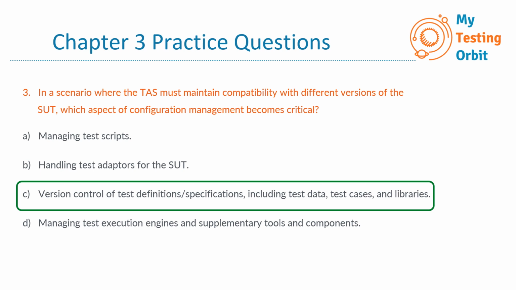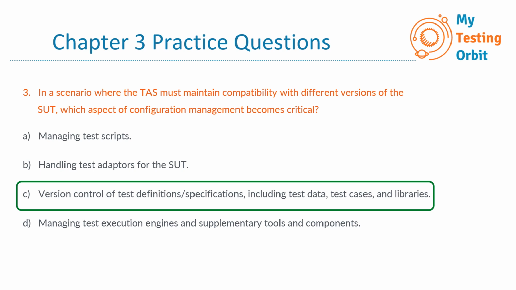Okay, now let's have a look at the explanation. So to ensure compatibility with different SUT versions, it is crucial to manage the configuration of test definitions and specifications, which includes test data, test cases, and libraries. So these elements constitute the core of the testware and must be version controlled to align with the SUT's version effectively. Also now let's have a look at why the other options are incorrect.